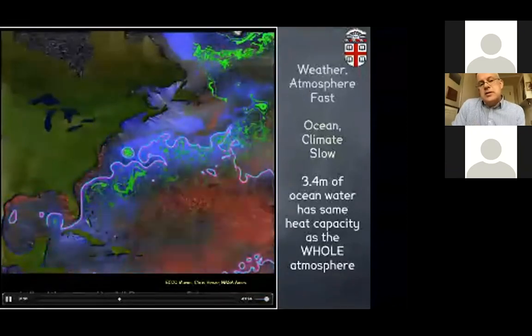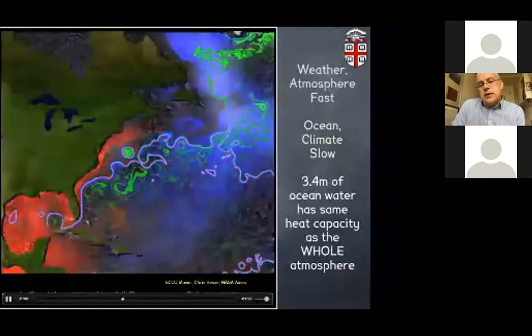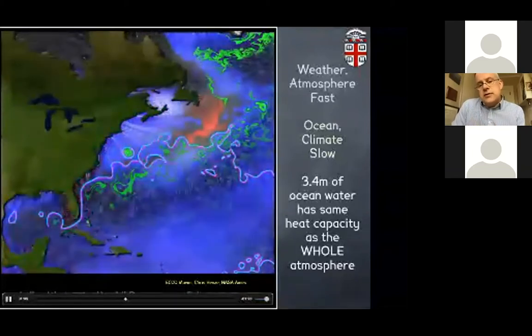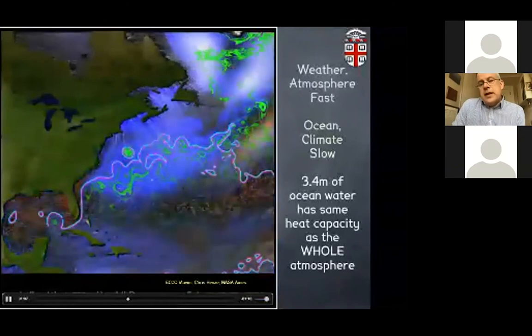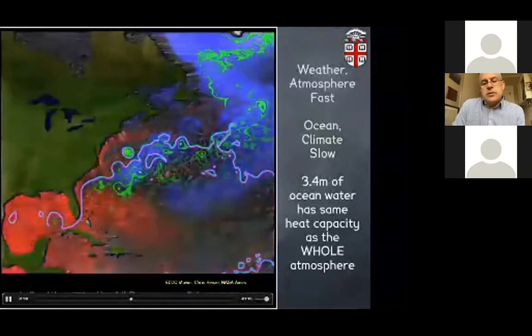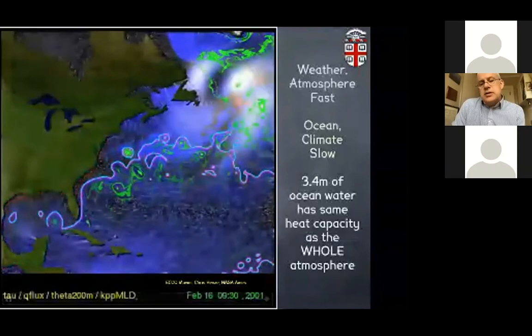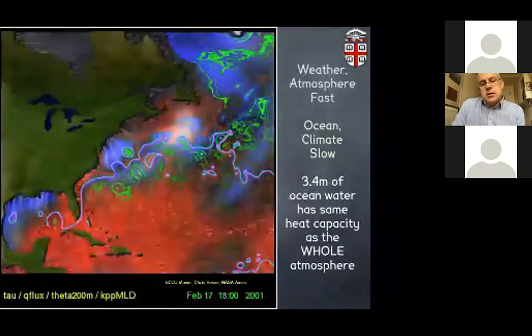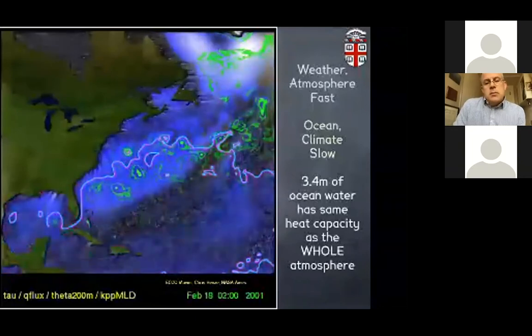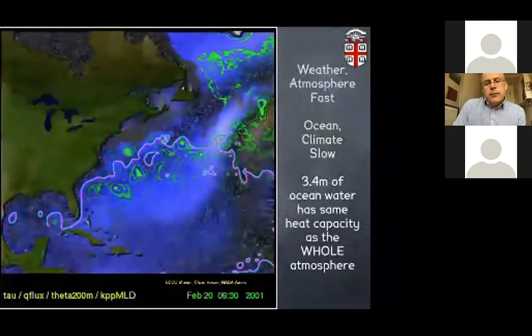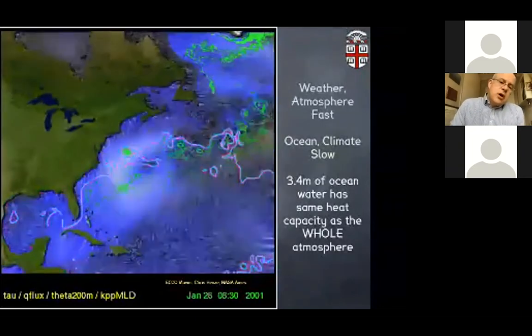So in this image, you say, oh, the atmosphere is a turbulent fluid and the ocean is relatively stationary. And that's one of the things that we know about the way that the climate system works, largely because the ocean has such an enormous heat capacity in comparison to the atmosphere. But if we just speed up the clock, we see that the ocean is also a turbulent fluid.